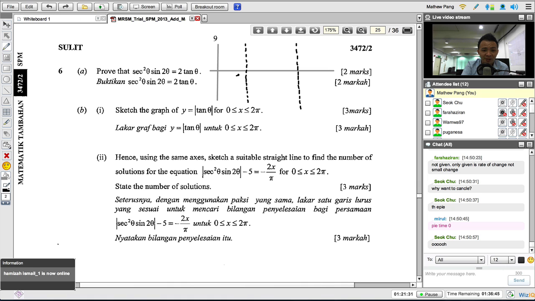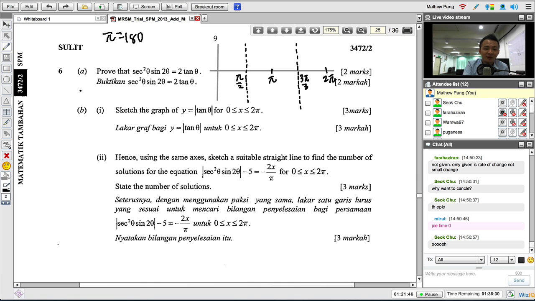So I'm going to use this one is pi over 2. So this one is 3 pi over 2. This is 2 pi. This is pi. And then here will be 2 pi. Okay, I just changed everything in radian. Of course, you have to understand pi equals to 180. Alright. Now, I sketched the first one.